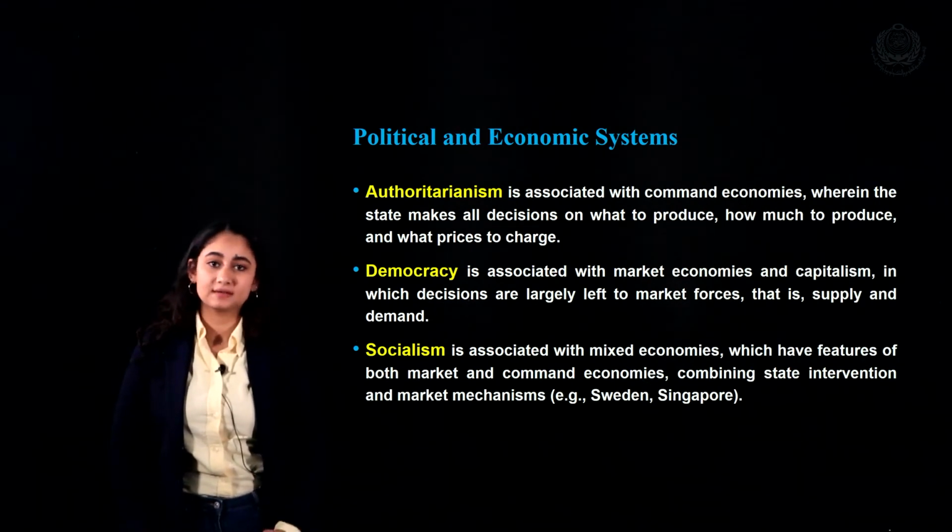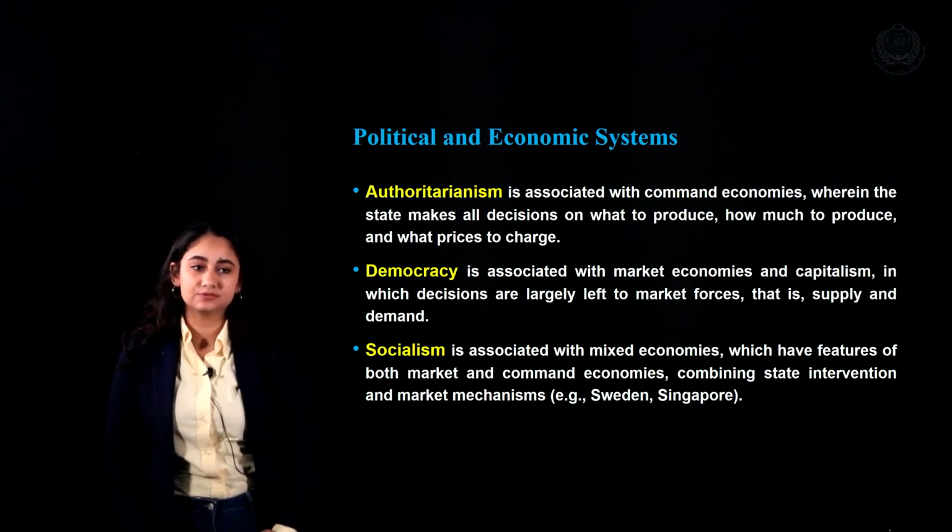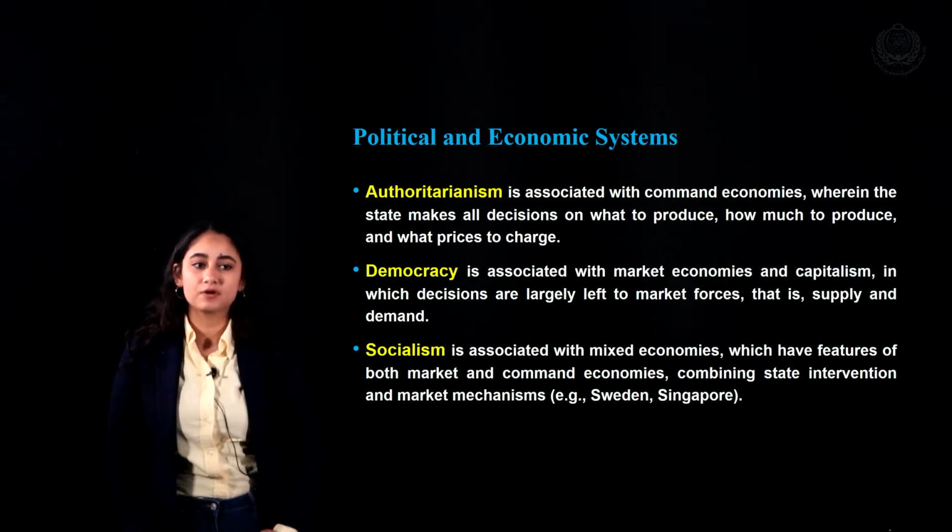Okay, let's summarize the political and economic systems. As we discussed earlier, we have covered three different political and economic systems. We have authoritarianism, which is associated with command economies, where the government controls and makes all the decisions on what and how to produce certain products. Democracy, which is associated with market economies and capitalism, and openness, as we said earlier, in which decisions are largely left to market forces, that is supply and demand.